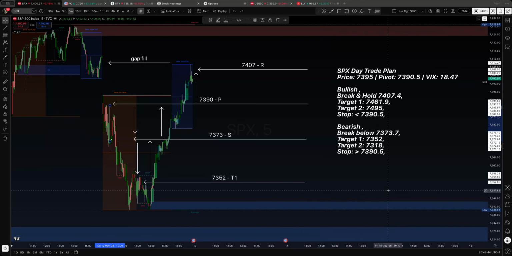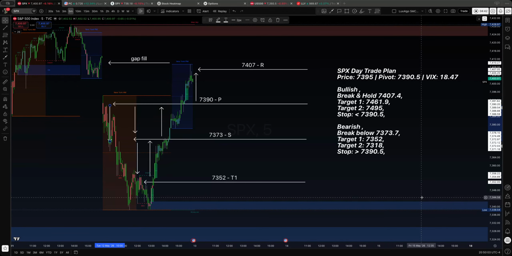I get a lot of questions. How do I view these? How do I interpret the levels? And is a level invalid after it's crossed? And the short answer is no. Basically, you can look at them as SR flips intraday.